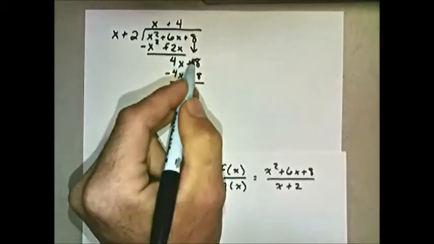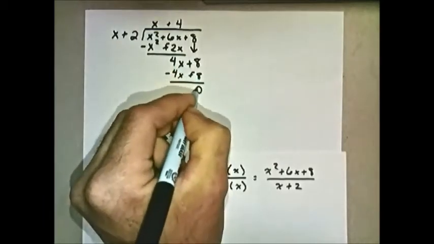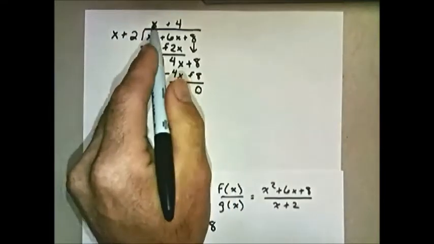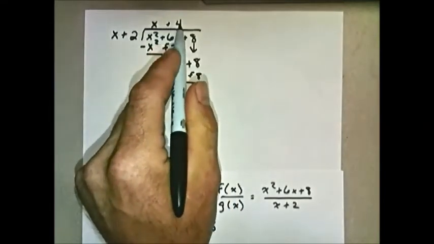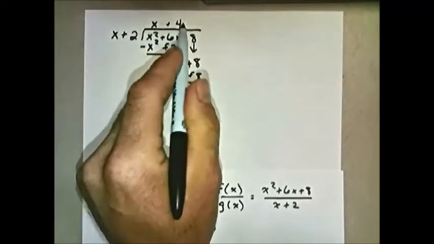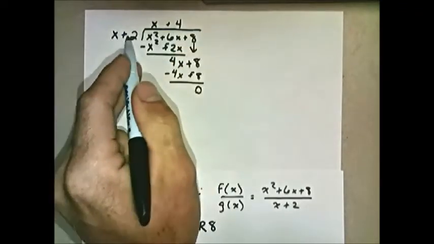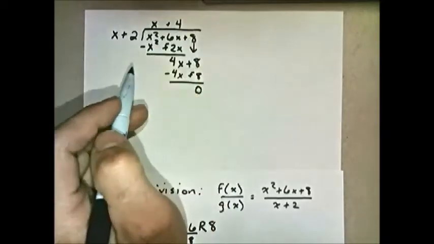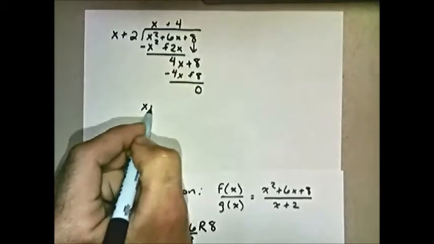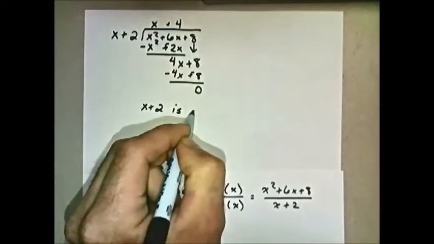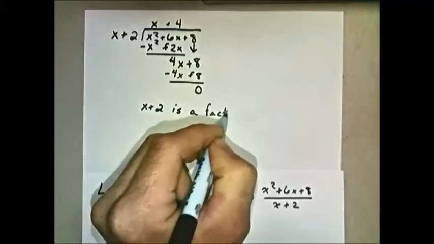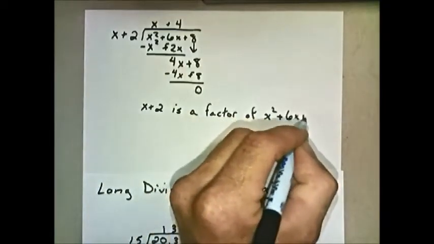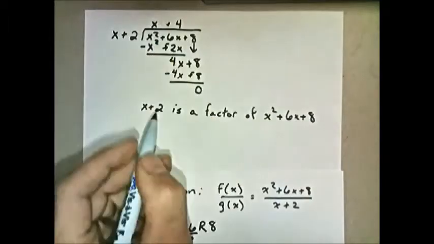Again, distributing the negative, which changes our signs. 4x minus 4x is 0. 8 minus 8 gives us 0 as well. So we have no remainder. So our answer is simply x plus 4. This allows us, since we have no remainder, to say that x plus 2 is a factor of x squared plus 6x plus 8, because there is no remainder.